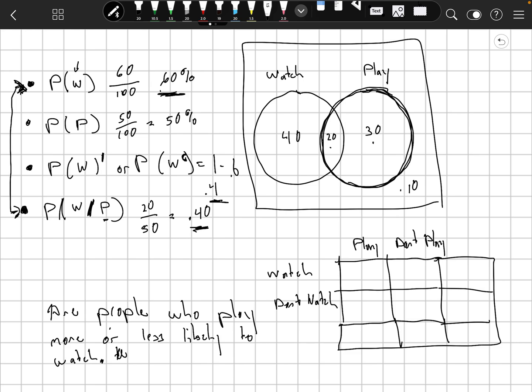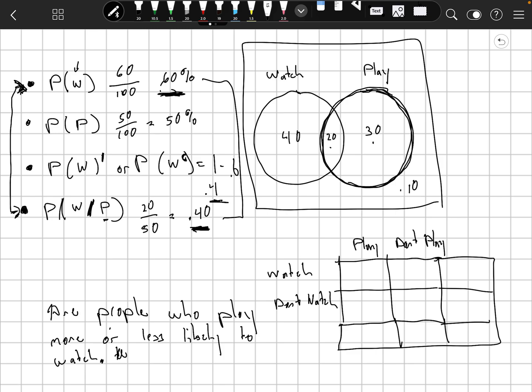Okay, if the number was exactly the same, the 40 and the 60, then these events would be independent events, meaning one really doesn't have an effect on the other. But since they're a little bit different, we can say that playing has some kind of effect on watching the game. Okay, let's take a look at this one other way.